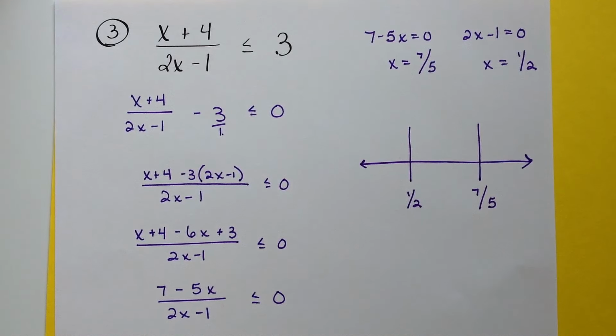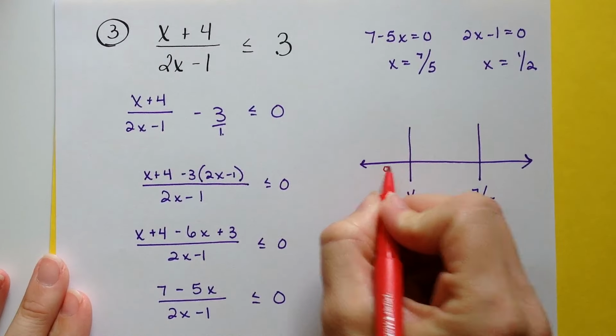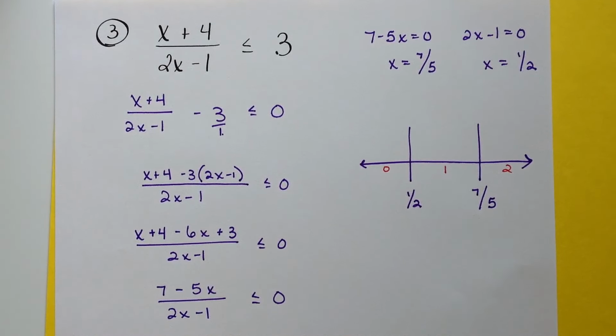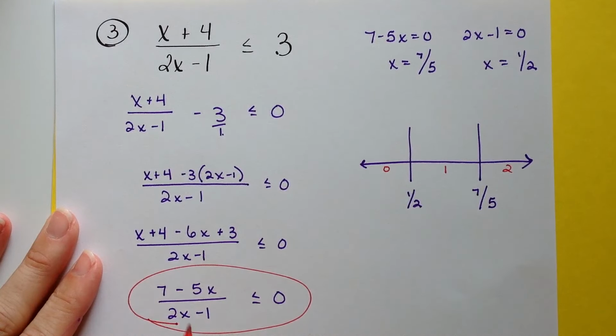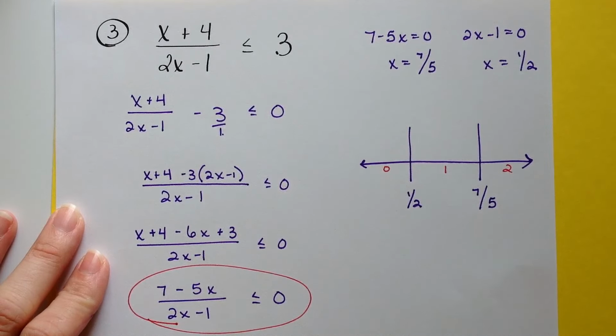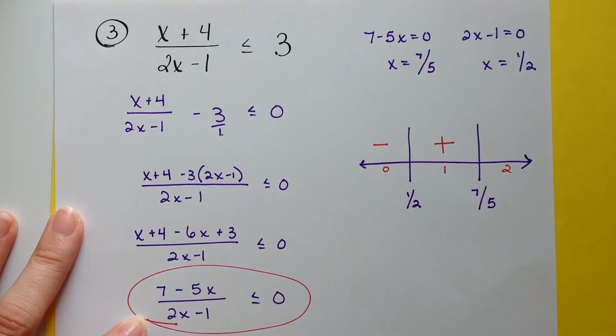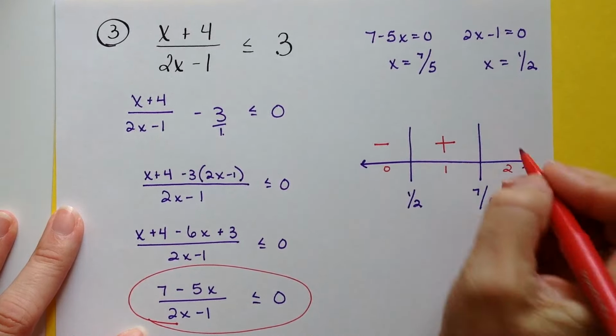Okay, and then we need to pick our test numbers. So I'm going to use 0. I can use positive 1, and then I can use positive 2. All right, substituting those, remember, back here. Down here is where you need to do your substitution. All right, so if I plug in 0, then I'm going to get a negative. If I substitute in positive 1, then that's going to give me a positive. And then if I substitute in 2, then that's going to give me a negative.